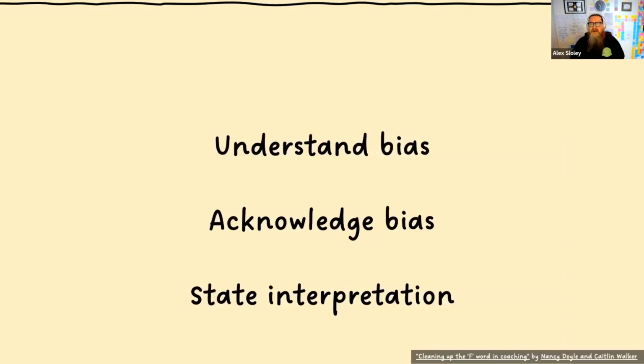Clean feedback is when you understand your own bias as an Agile coach. I have this bias about something. This is before you even say something to somebody. I understand my own personal bias, and then I acknowledge bias, not only to myself internally, but I explicitly say it. And then I state my interpretation of that person's observable actions based on my own bias. So let me give you an example.